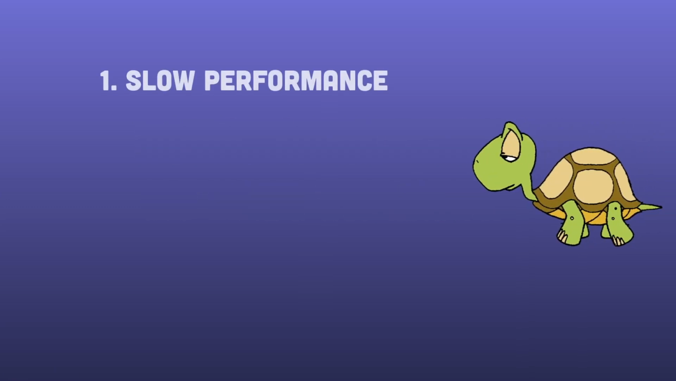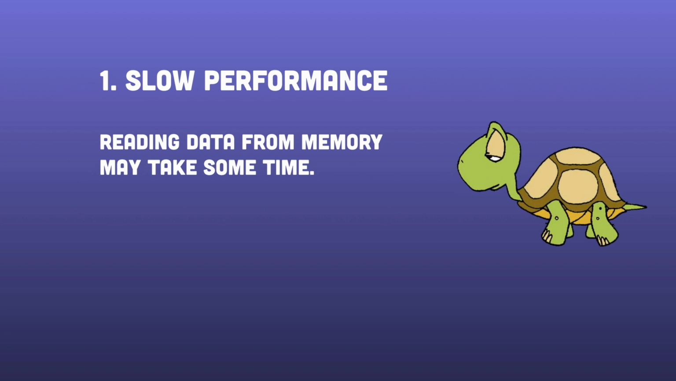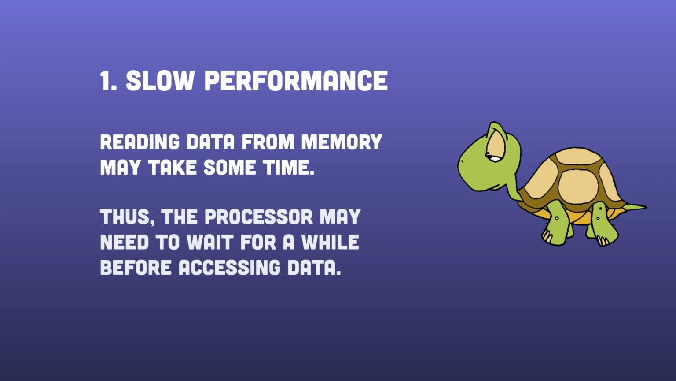First, slow performance. Direct memory access can be slow compared to other operations in a computer system. This is because accessing data in memory requires the processor to wait for the data to be retrieved from memory, which can take several clock cycles. For example, if a program needs to access data from a slow disk drive, it may take several seconds for the data to be loaded into the memory.